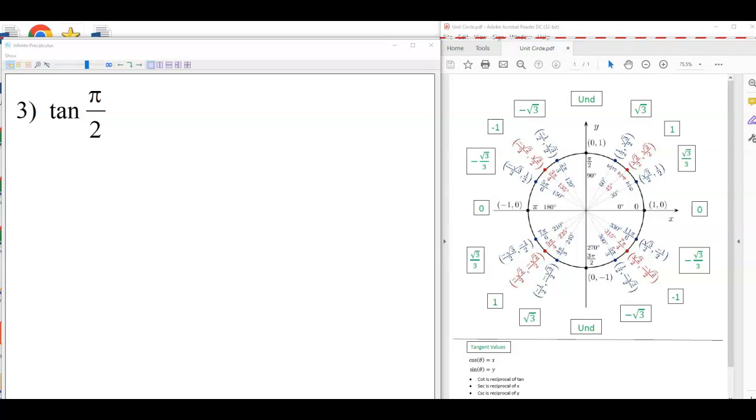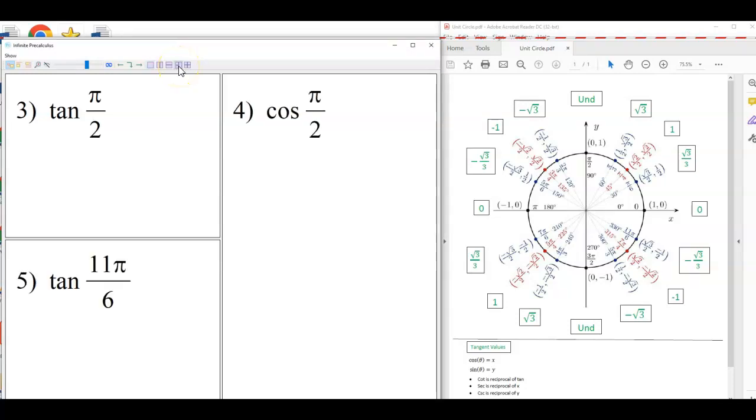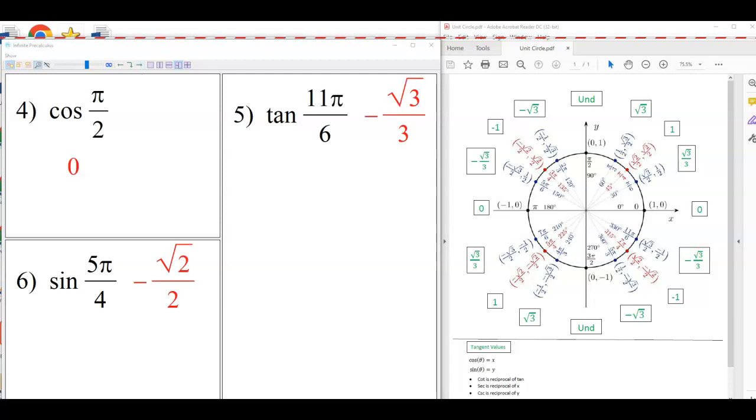Let's go ahead and have you guys try some of these real quick. I want you guys to do numbers 4, 5, and 6. Pause the video here, work them out, and then when you're done, you can unpause the video and see if you got them right. All right, guys, so there's the answers to 4, 5, and 6. I'm going to move on to the next part of this now.